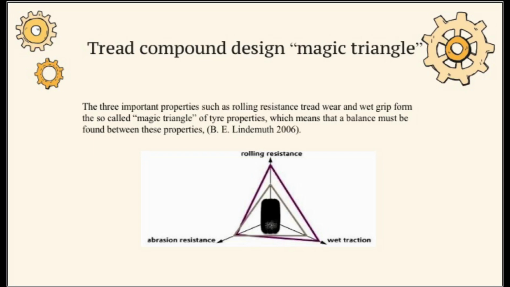This is the magic triangle. The three important properties such as rolling resistance, tread wear, and wet grip form the so-called magic triangle of tyre properties, which mean that a balance must be found between these properties. B.E. Linmuth 2006.